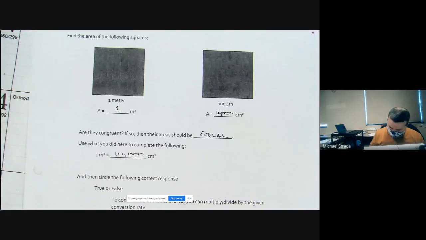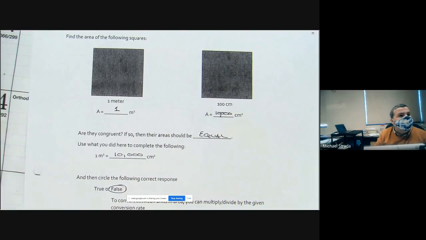Circle the following correct response, true or false. To convert between units in area, you can multiply or divide by the given conversion rate. Example, 100 square centimeters equals 1 square meter. If you look up top, is that true or false? Look at your work up top. You got 1 meter squared equivalent to something there. Is that the same as the value there? No, so that would be false.